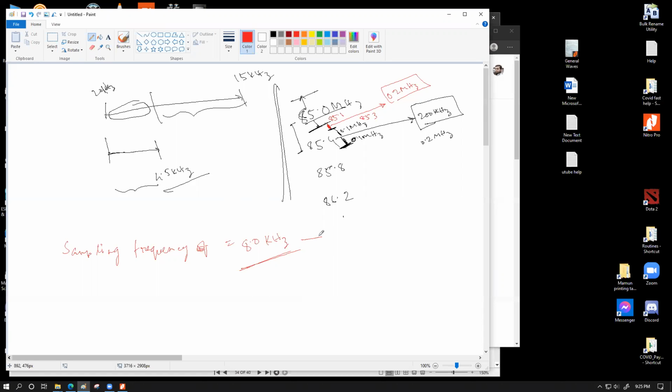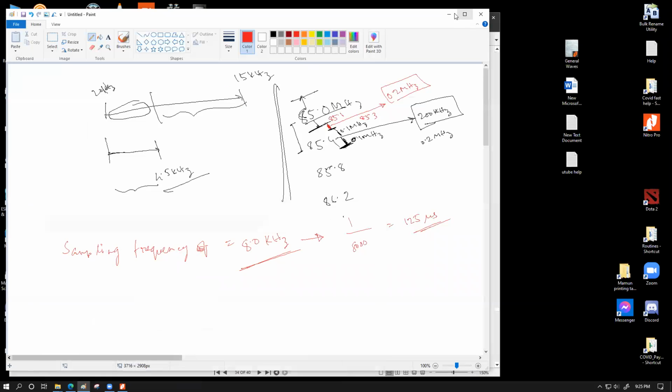8 kilohertz মানে হচ্ছে তাহলে আমাদের consecutive দুটো অবজারভেশনের মাঝখানে টাইম গ্যাপ কতটুকু হবে? What will be the time difference between 2 consecutive observation? That will be 1 by 8,000. This gives you 125 microsecond. I know these values because I've been teaching this for a very long time. You can calculate this out and check for the correctness of these values.